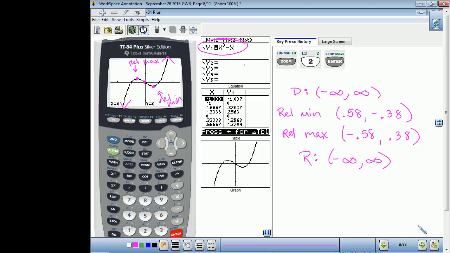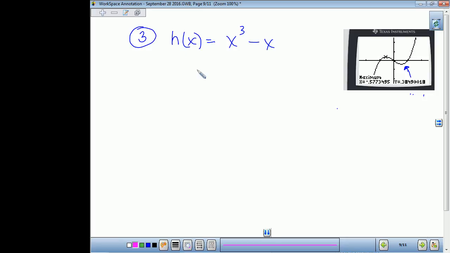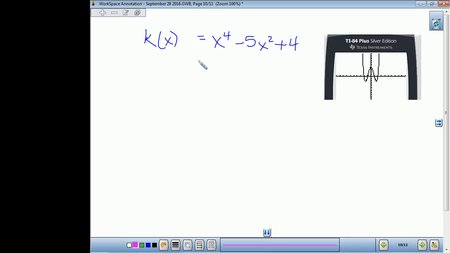Okay, let's skip to k of x. The graph is going to be my favorite. It's going to be the W. Graph k of x.